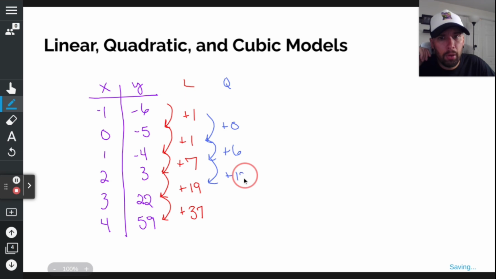Add 12. Add 18. Are these numbers the same? Are the rates of change the same? No. So it's not a quadratic either.